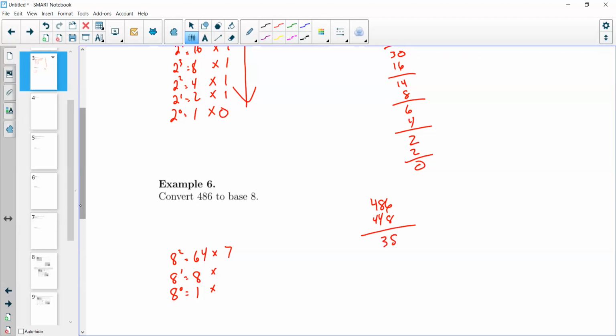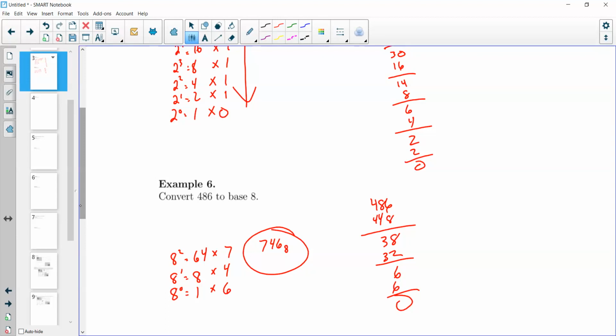So I have 38 left. How many times does 8 go into 38? 4. And you are allowed to use your calculator on this. How many times does 1 go into 6? And I have 7, 4, 6. And don't forget the base.